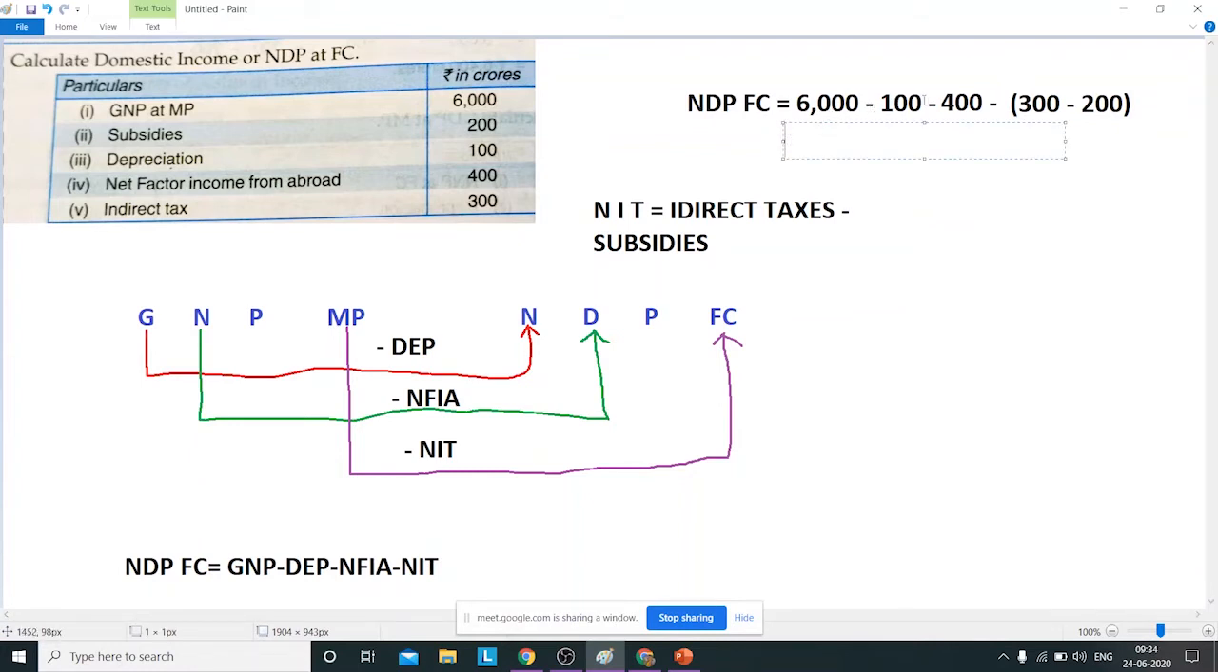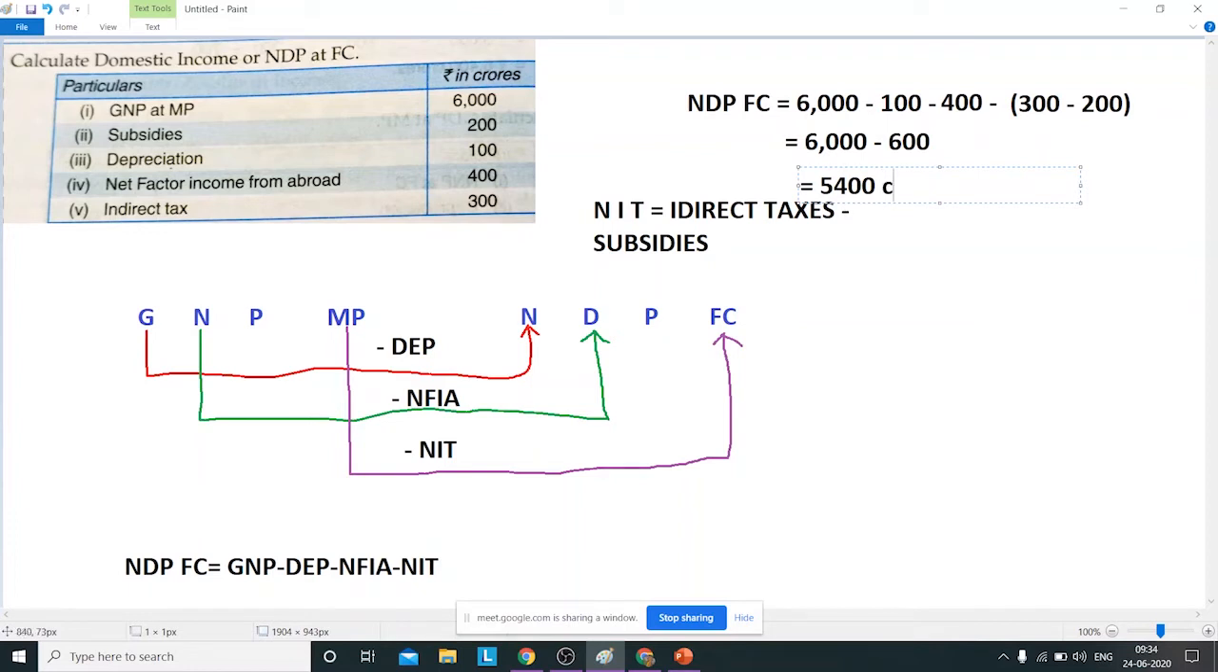So 6,000 minus 100. 100 stands for this depreciation. 400 stands for NFIA or net factor income from abroad. The net indirect taxes are not directly given, but instead they gave us indirect tax and subsidy. So we have to find out NIT using the formula indirect taxes minus subsidies. So here I wrote 300 minus 200. So what is the final answer? 6000 minus, add these three terms, minus 100, minus 400 and minus 100 again. So minus 600, right? 6000 minus 600, what is the final answer? It is 5400.